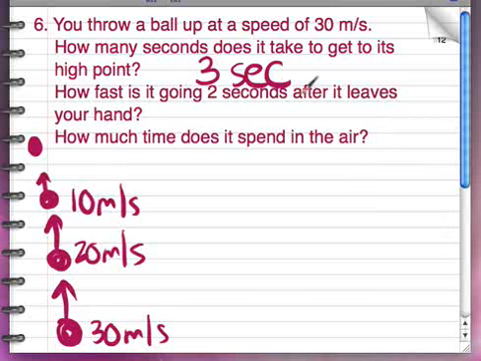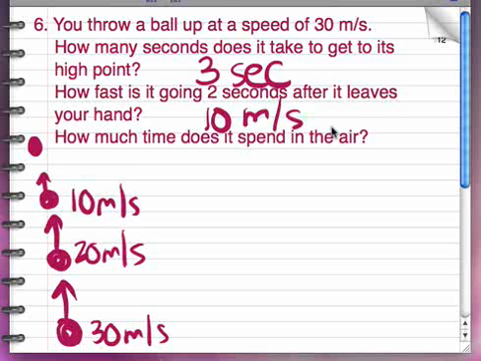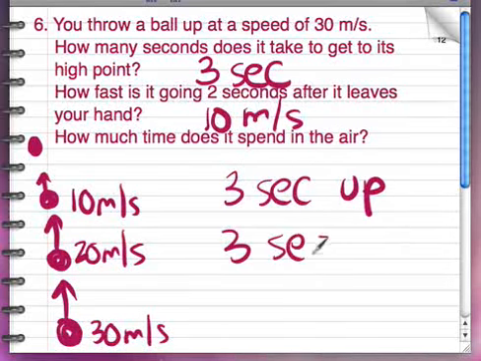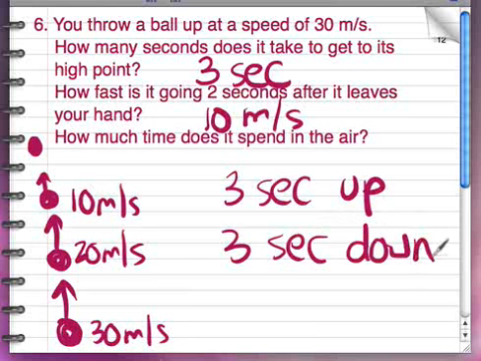How fast is it going 2 seconds after it leaves your hand? Well, it loses 10 meters per second each second, so it's going to lose 20 meters per second. Or we can look at our picture and see, well, this is 0 seconds, 1 second later it's going 20, 1 second later it's going 10, so the speed is 10 meters per second. And how much time does it spend in the air? Well, if the speed is 30, it's going to take 3 seconds to go up, and then 3 seconds to go back down. So the total is 6 seconds in the air.